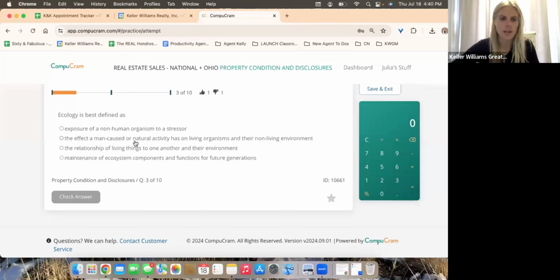Okay, next question. Ecology is best defined as A, exposure of a non-human organism to a stressor, B, the effect a man-caused or natural activity has on living organisms and their non-living environment, C, the relationship of living things to one another and their environment, or D, maintenance of ecosystem components and functions for future generations.